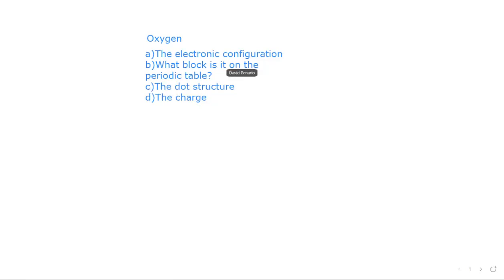Hello? I'm here. So what chapter are we doing now? Well, I put up the question on the board and it's in 4 parts, A, B, C, and D. You have the oxygen, so you need to find out the electronic configuration of oxygen, what block it is on the periodic table, the dot structure, and the charge. Oh, okay.